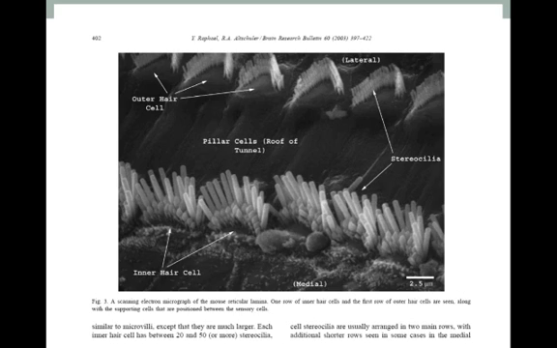So here's an actual scanning electron microscope view of the top of the hair cells. Here we are seeing the inner hair cells, the stereocilia almost in a straight line, while those of the outer hair cells are more V or W shaped in some cases. And again, the inner hair cells are more medial, while the outer hair cells are more lateral on the top of the basilar membrane.